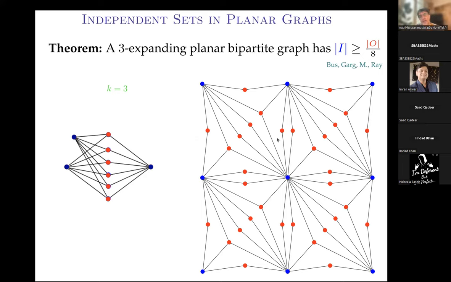So here, if I were to start with the blue vertices at the beginning and the optimal is the red, I will not be able to make any progress. So it shows that for planarity, expansion is useful once k becomes 3, and it behaves exactly like this. And we understand this behavior perfectly.